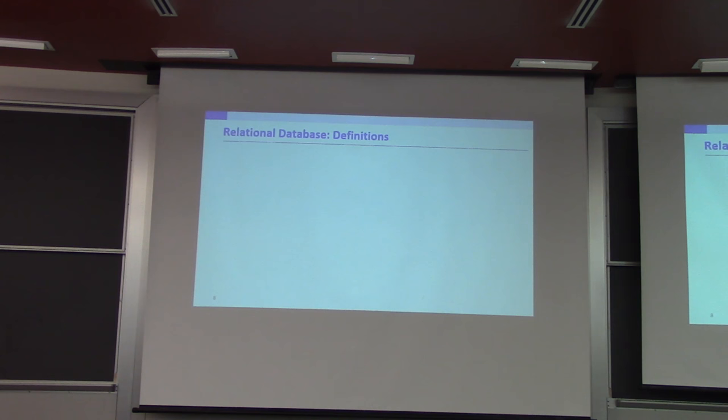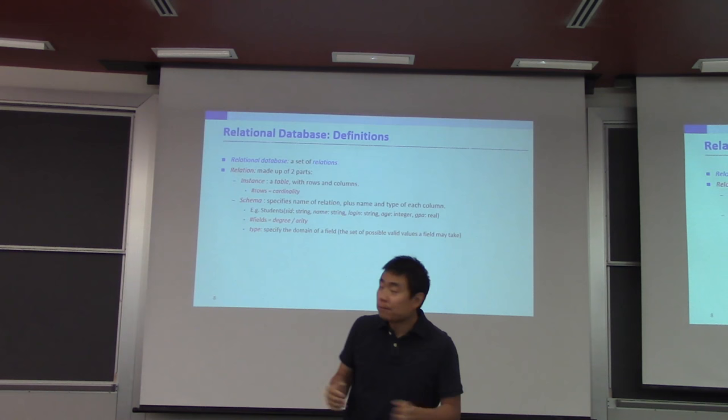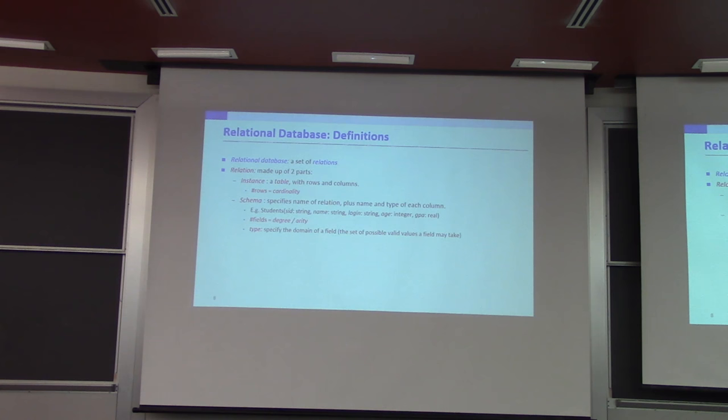Okay? Now, the relational model is very easy to understand. It comes with a set of relations. That's why it's called the relational model. A relation has two parts. One is what we call an instance, where the number of rows is what we call the cardinality of the table. And then it has a schema, which specifies the name of the relation plus the name and type for each attribute in that relation.